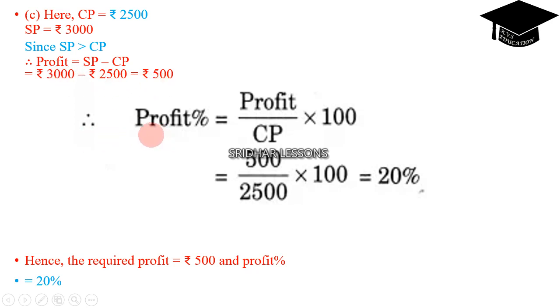This is the profit in terms of numerical values. If you want the profit in percentage, it is profit by cost price into 100. So this is 500 by 2,500 into 100. Upon cancellation we have got 20%. Hence the required profit is 500 rupees and the profit percentage is 20%. Observe this one carefully.